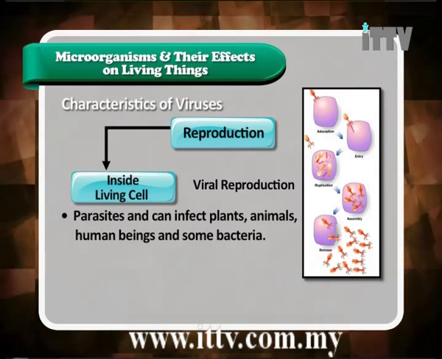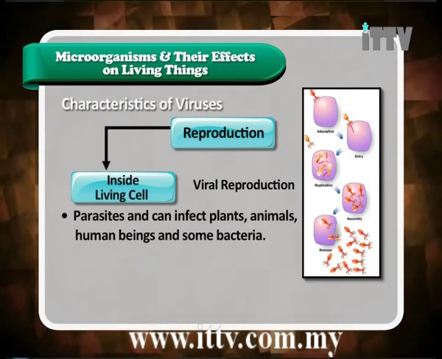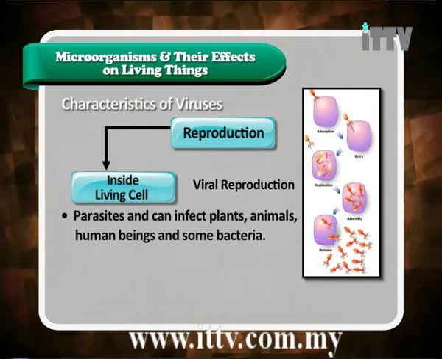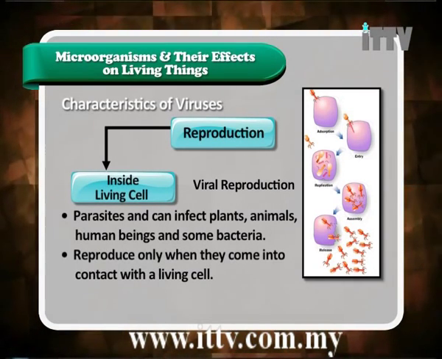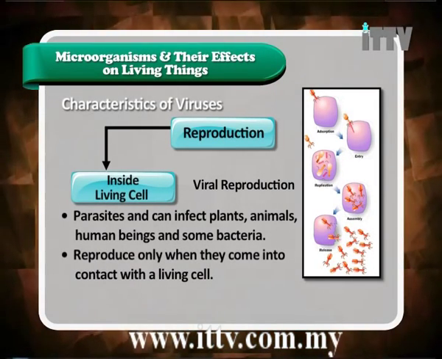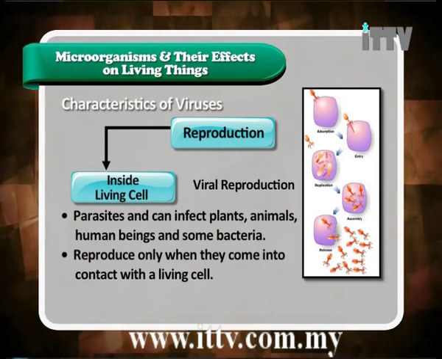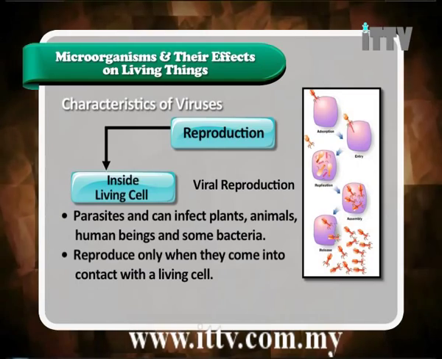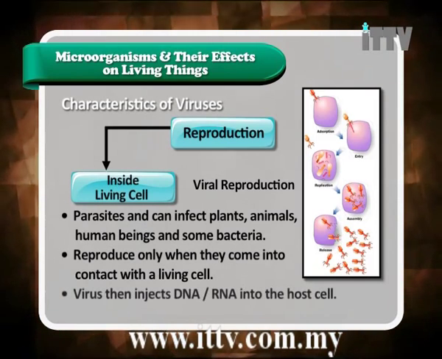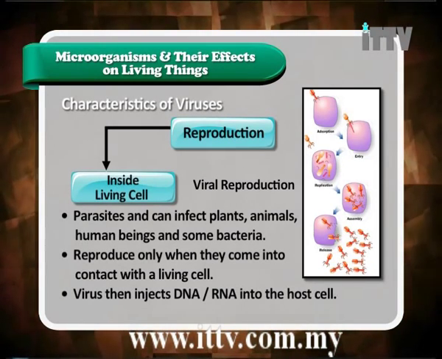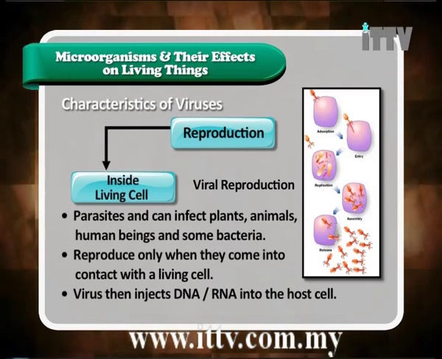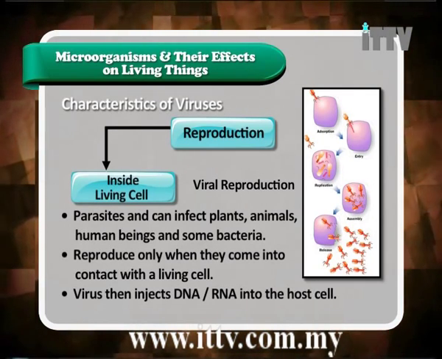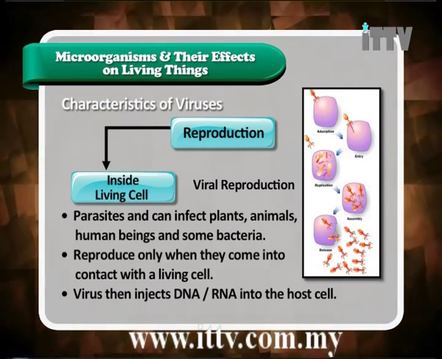Viruses are parasites and can infect plants, animals, human beings, and even some bacteria. Viruses reproduce only when they come into contact with a living cell. A virus lands on a suitable host. It attaches itself firmly onto the cell. The virus then injects DNA or RNA into the host cell. The DNA or RNA is next replicated using the host cell.